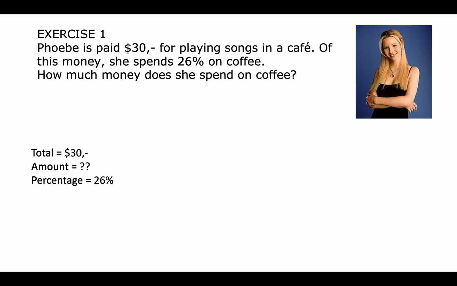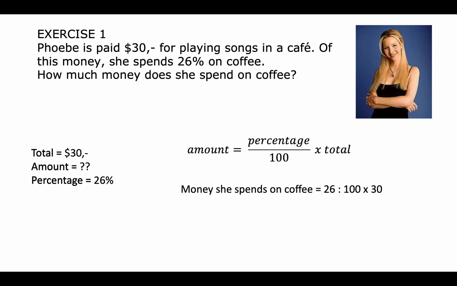So we want to know the amount, which means we have to use this formula. And if we do that, we can calculate the money she spends on coffee: 26, the percentage, divided by 100, and then times 30, the total. And if we do that, we end up with $7.80. When a question is about money, we always round off to 2 decimals. So that's why it's $7.80.